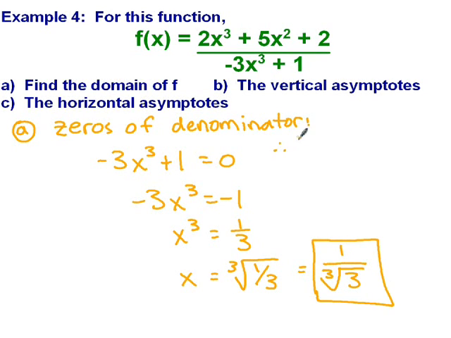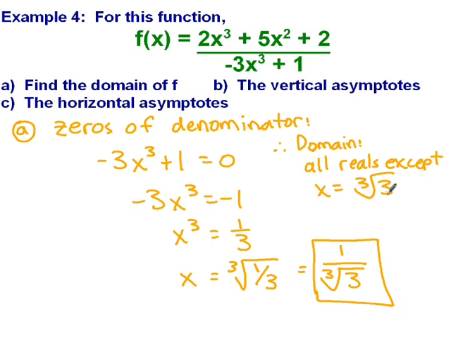So there's the value, 1 over cube root of 3. And so we just have to write out what is the domain. Well, it's all the real numbers except for that x value. And so we can just write that in interval notation. Oh, looks like I made a mistake there actually. It's not cube root of 3, it's 1 over cube root of 3.